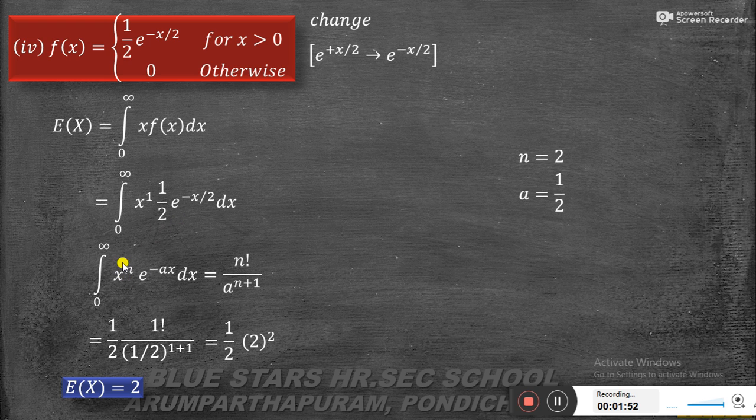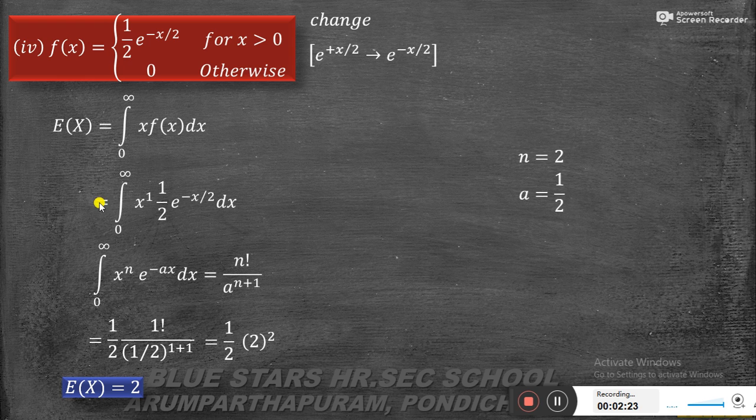The next step: we know the gamma integral formula. Integral 0 to infinity x power n e power minus ax dx equals n factorial by a power n plus 1. This is the gamma integral formula, so you write it. Therefore, compare it with this integral. X power n means here x power 1, so n equal to 1.